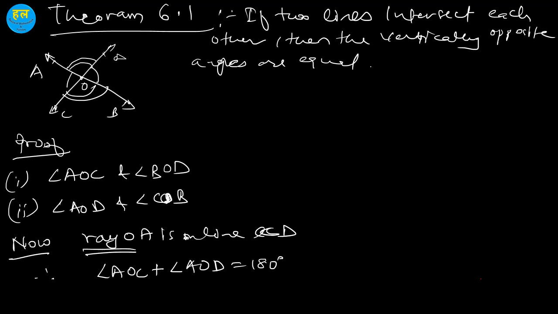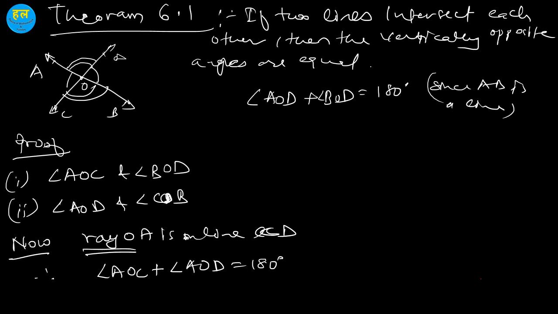Again we can write angle AOD plus angle BOD is equal to 180 degrees, because AB is a line and AOB is making a linear pair of angles. Let us assume this is equation number 1, this is equation number 2.